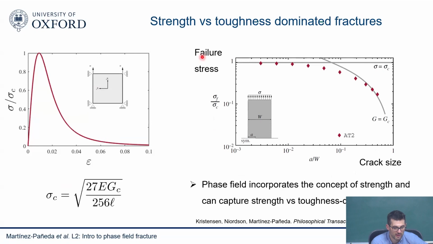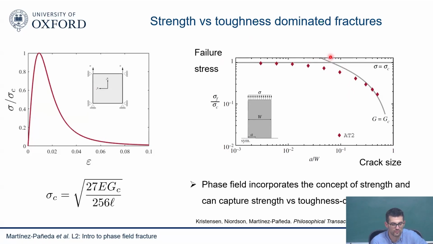So this is failure stress versus crack size. Remember, I showed you this before. When sigma equals sigma yield or sigma critical, then this is the strength-dominated failure. In metals, sometimes we talk about plastic collapse, but you can imagine a ceramic. This is what happens when you reach a critical strength in a ceramic. And then this is what happens with Griffith. Griffith cannot predict what happens for strength-dominated failures because Griffith only has toughness.